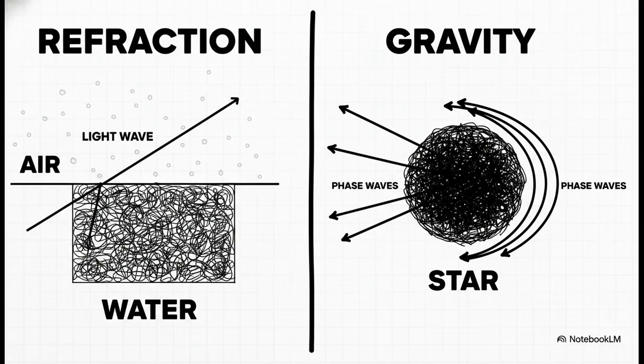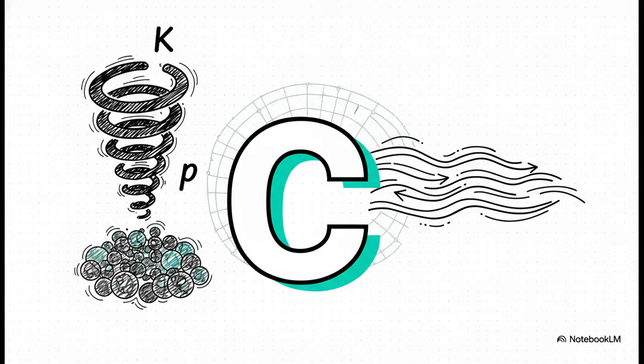A massive object, like our sun, is just a region where the vacuum field is denser. It has a higher amplitude. And just like light bending in water, phase waves bend as they travel through this denser patch of vacuum. We experience that bent path as the force of gravity. And this leads us to maybe the most famous number in all of science, c, the speed of light.